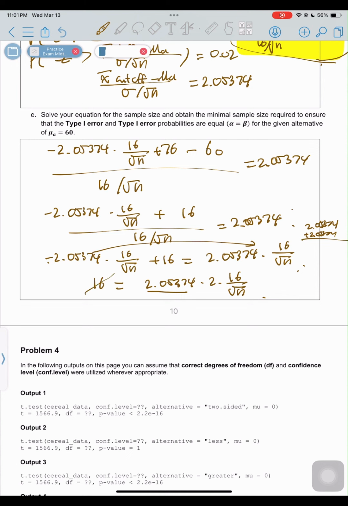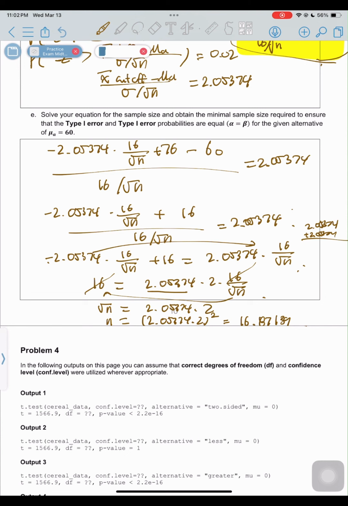Anyways, if you do that, you can just divide 16 on both sides because they both have 16. And then you can move the square root of n to the other side. So square root of n is equal to 2.05374 times 2. So the n value is 2.05374 times 2, squared. If you square it, this will be 16.87139.